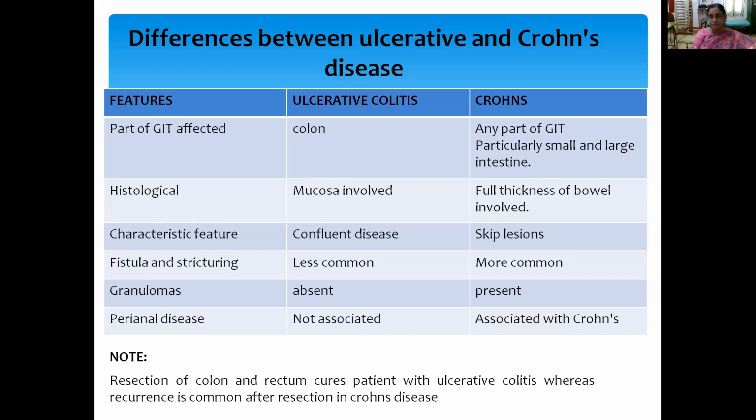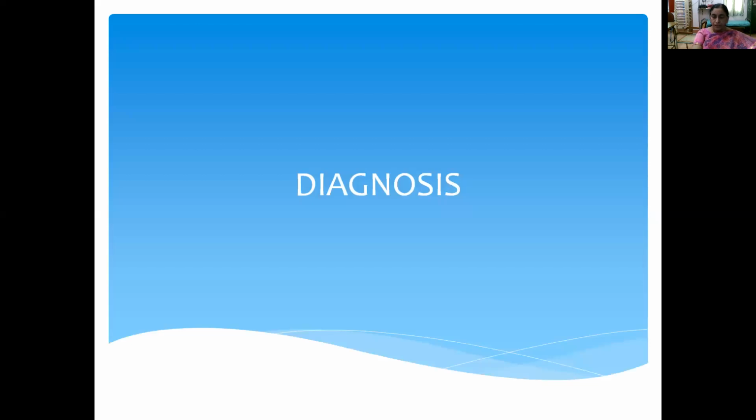Whereas in case of Crohn's, this is not possible, so we should not go for extensive resection because recurrence is very, very common after a limited resection. You try to do only necessary resection. That is very, very important. That's the reason why you are supposed to know about the distribution and behavior of ulcerative colitis as well as Crohn's. Okay. Now we'll go on to the next part, that is diagnosis of Crohn's disease.